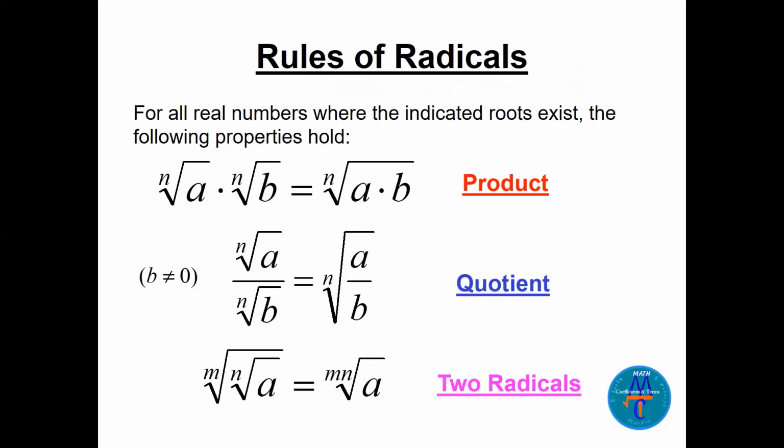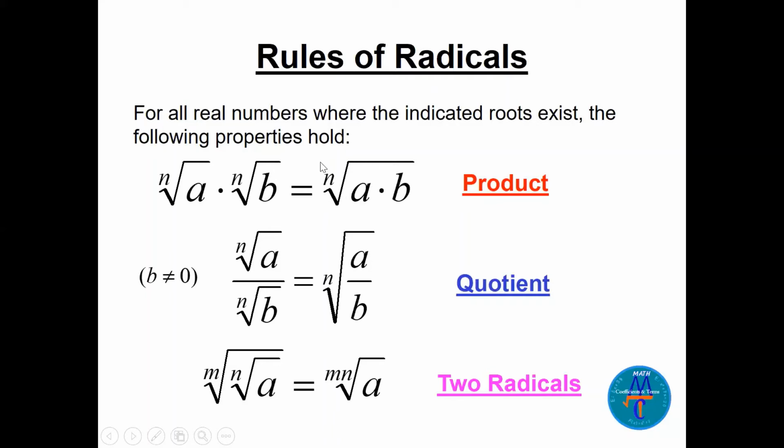Now let's see the rules now. There are 3 important rules, really simple. You can multiply radicals. So we call the first rule here product. Product means we multiply. Quotient, we divide. And if we have 2 radicals with these indices, so nth root of A times the nth root of B is nth root of A times B.